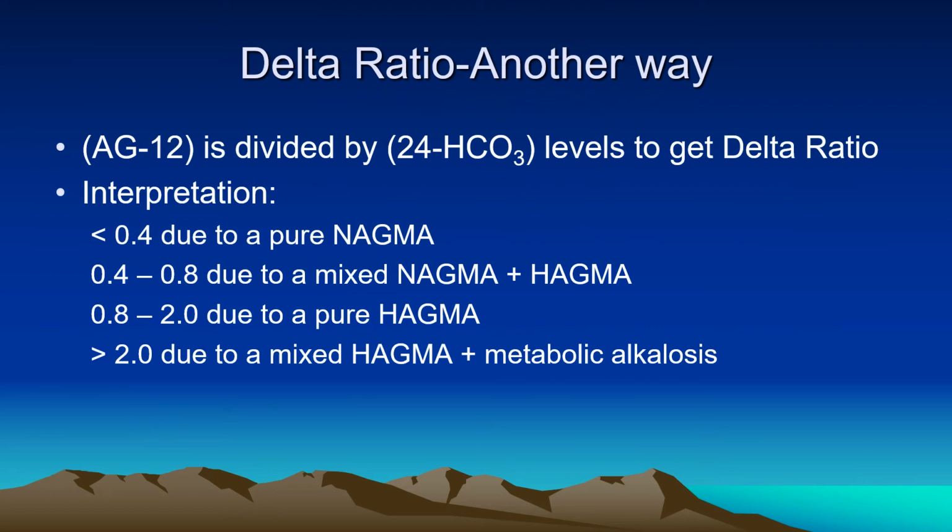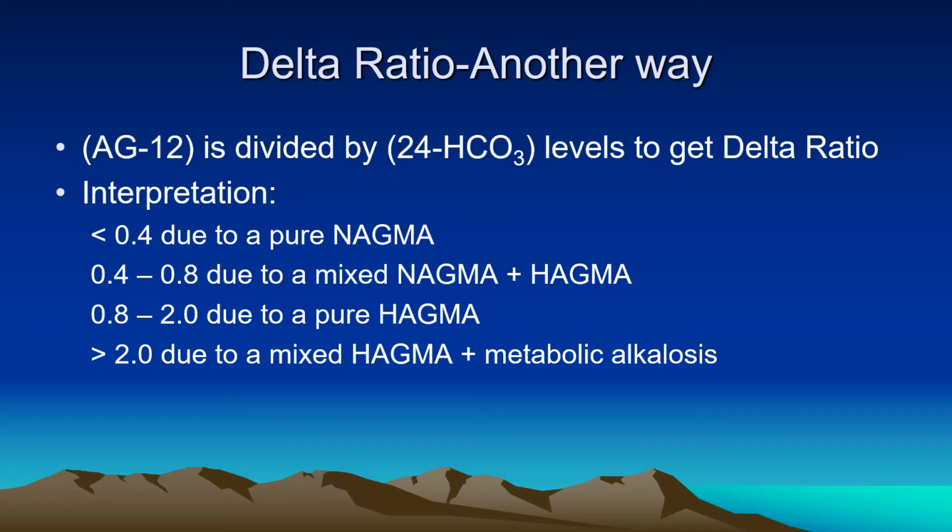Now, two other ways of identifying mixed disorder. One is the delta ratio, which is less commonly used. That is anion gap minus 12, which is the normal anion gap, divided by 24, the normal bicarbonate level, minus the estimated bicarbonate level. And this ratio will give an idea of whether the disorder is NAGMA, HAGMA, or a mixed disorder.